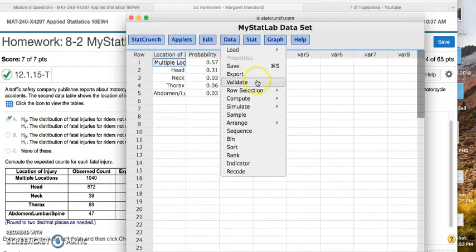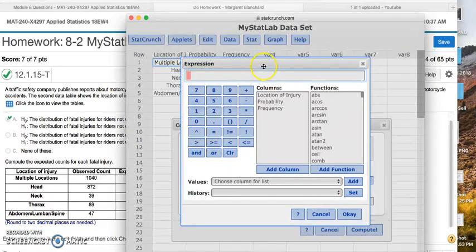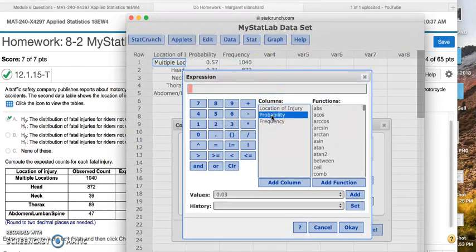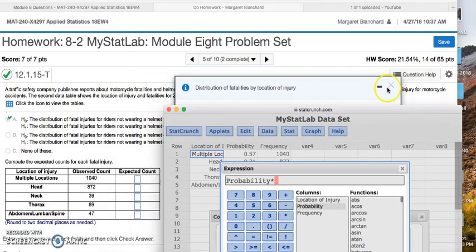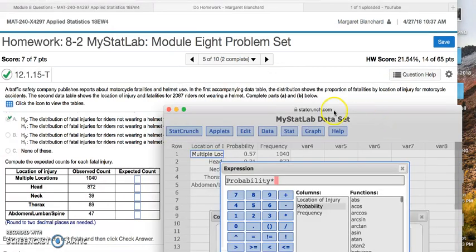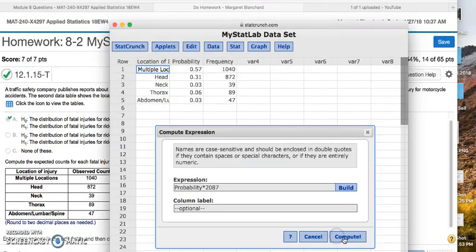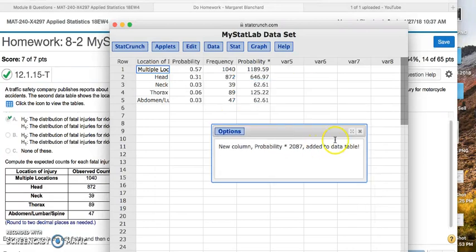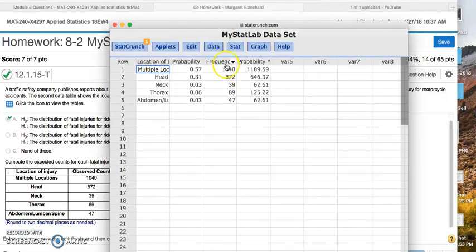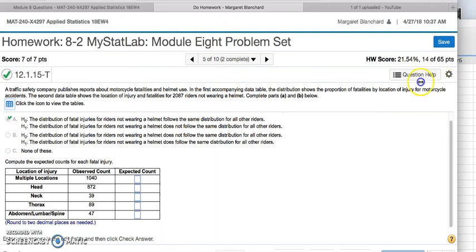So let's go to Data, Compute, Expression, click Build. We're going to do probability, add column, times 2,087. Click OK, and then compute. Again, we get the message letting us know that the extra column was created. So here we have the probability. Let's put this over here so we can have them side by side.